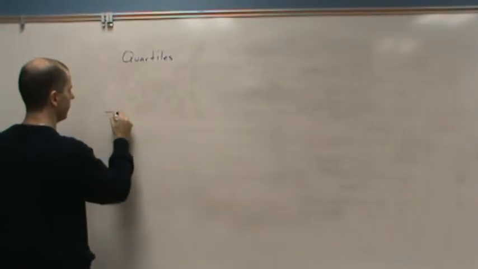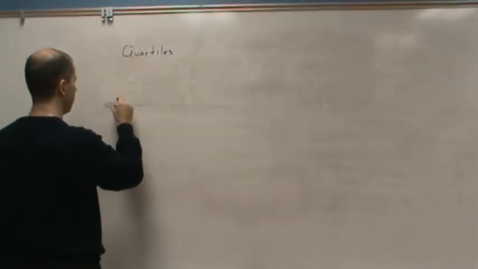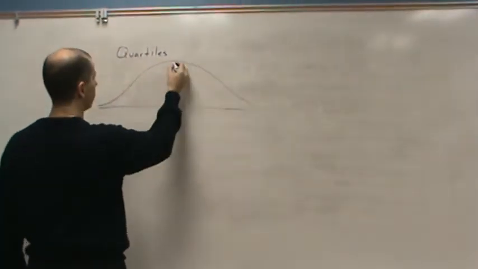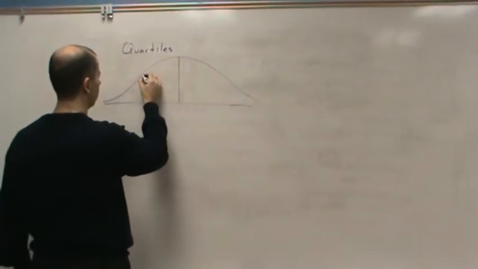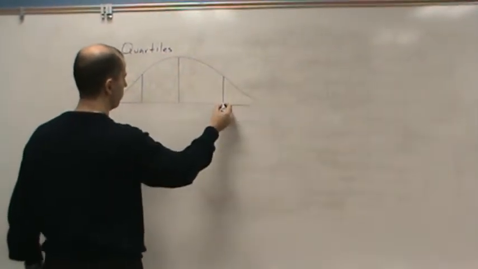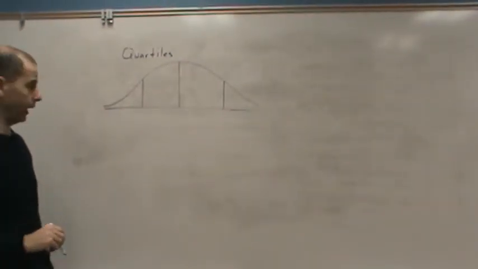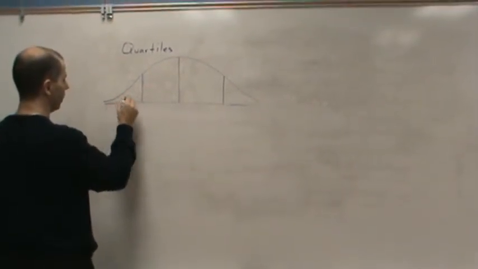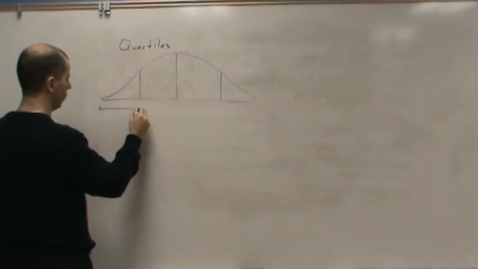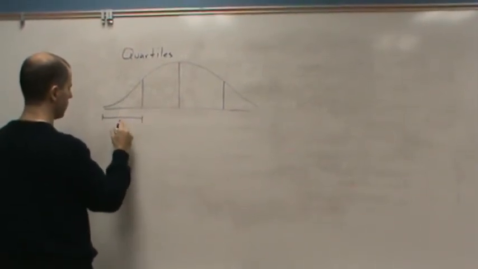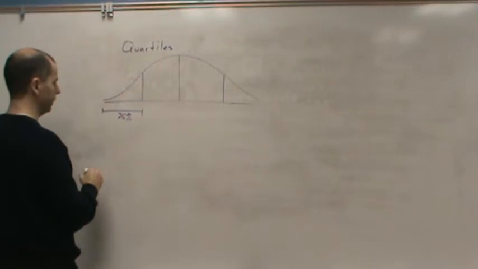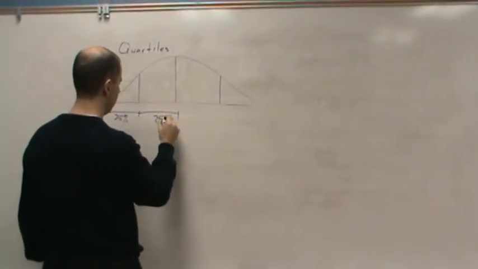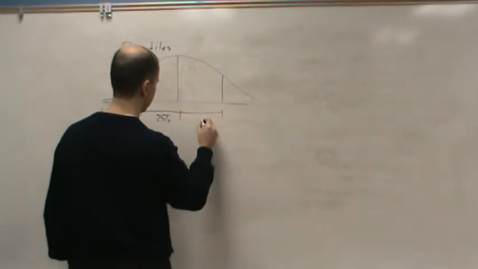okay, let's look at a diagram. So let's take our curve, right? And now what we're going to do is divide it into 4 equal parts, okay? So this here would be a quartile, right? So this would represent 25% of the data. And then the next quartile would be 25% of the data, and so on and so forth.